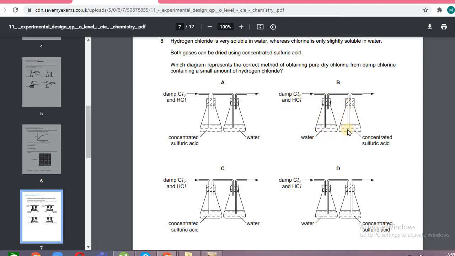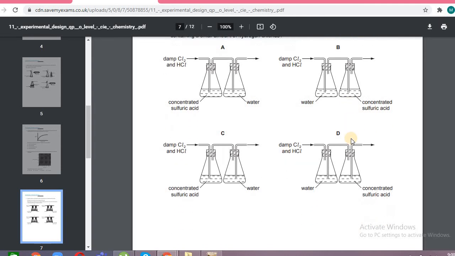Now we know that the correct order of the containers is there in both the options, but what should be the position of the delivery tubes? The delivery tube should be dipped into the water as well as into the sulfuric acid. So bravo is the correct option, where the delivery tubes which are carrying the mixture and taking the moist chlorine through the second container are in the correct positions.